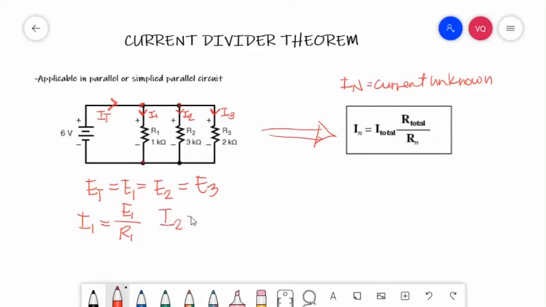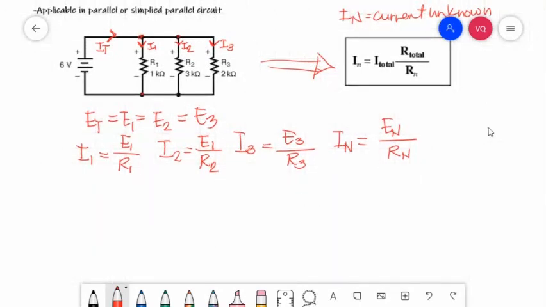Same with I2, E1 divided by R2, and I3 is equal to E3 over R3. So let's say we have an unknown, di ba? It is equal to En all over Rn. Now, In is equal to En divided by Rn. We will make this one as our equation 1. Kantay ti En dito. So, ti voltage drop ijay Rn.